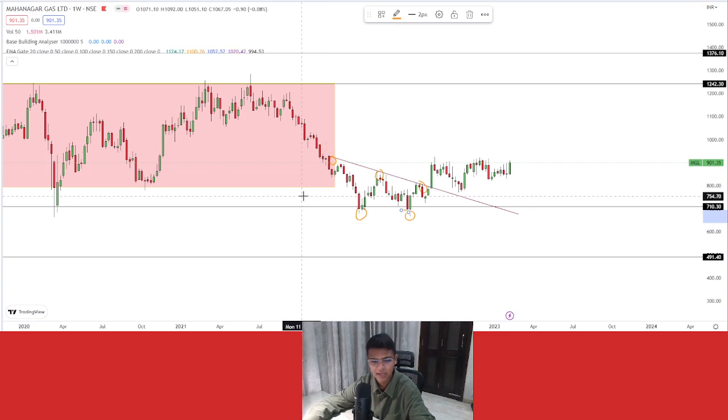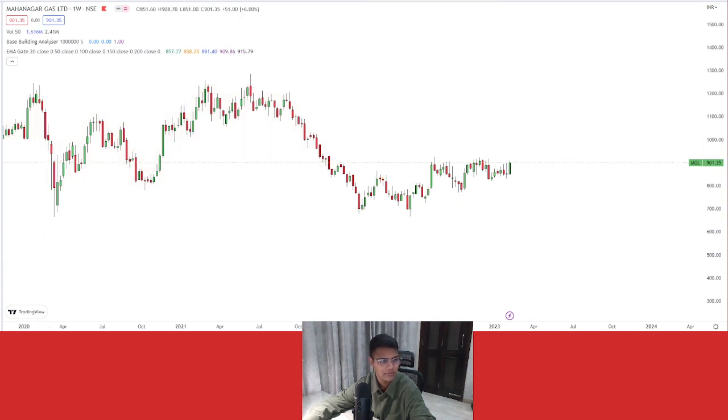So there were lower highs and lower lows being presented on the chart here, which indicates that the stock had been completely in a downtrend from the starting of 13 December 2021 till 1st of August 2022. Sorry, I'll just remove these drawings for a moment. I'll erase all of these and we'll focus more on this area.